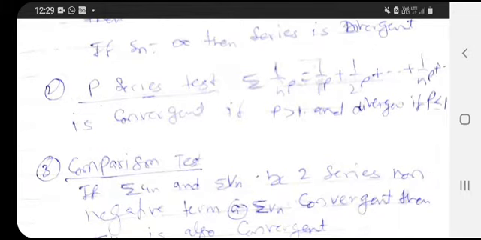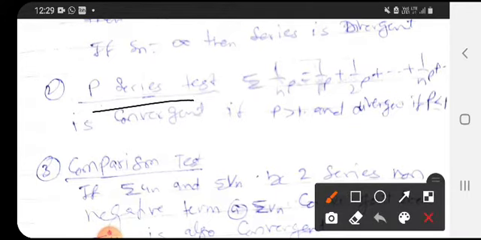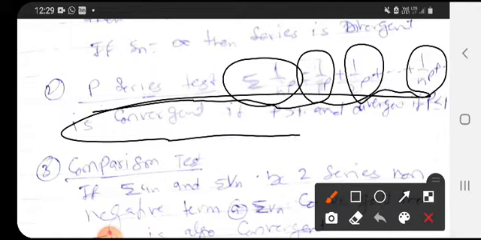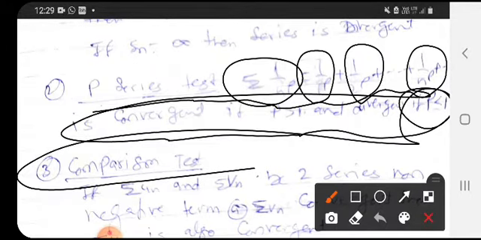P series test. The P series is summation 1 upon n to the power p, that is, 1 upon 1 to the power p, 1 upon 2 to the power p, up to 1 upon n to the power p. It is convergent if p is greater than 1 and divergent if p is less than or equal to 1.